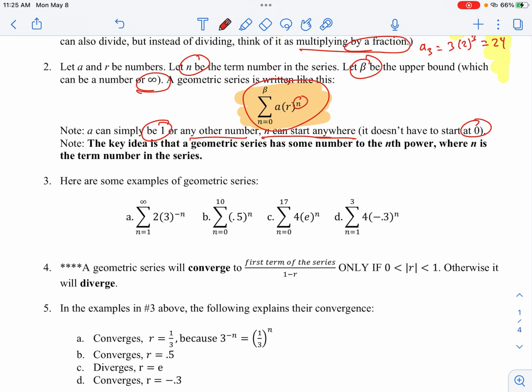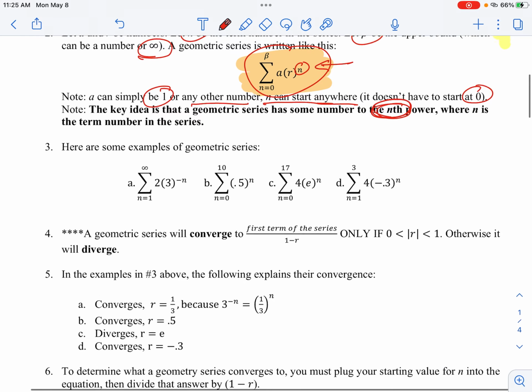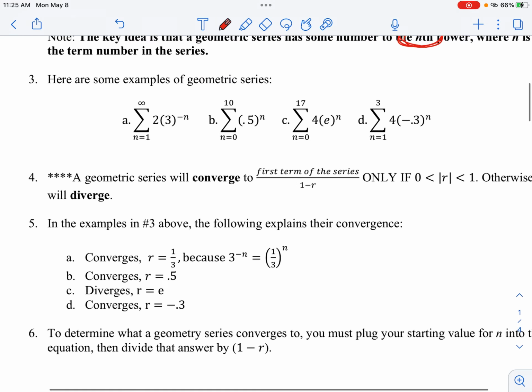The key idea is that a geometric series has some number to the nth power. This is really how you are identifying a geometric series. Some number raised to the n. The n is the term number in the series. So you are trying to identify some number raised to an n, and that makes this a geometric series.